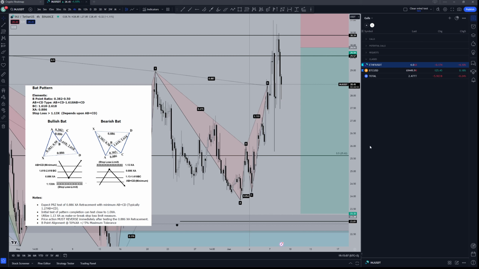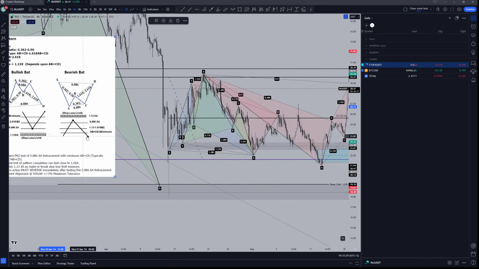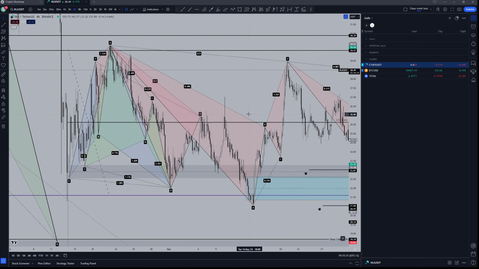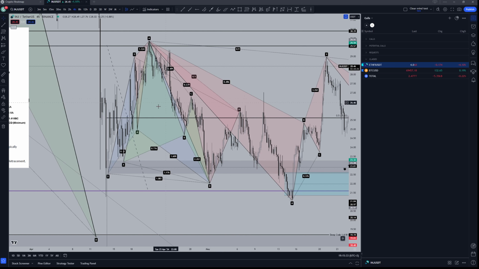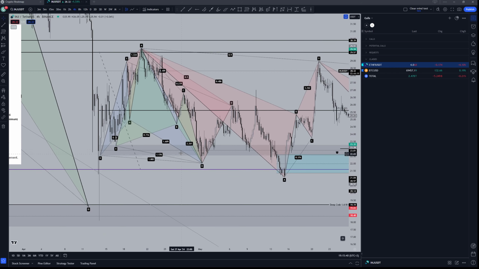So this will provide additional confluence to the zone, which is usually a support resistance zone. What you'll find is that harmonics do often align with support resistance zones, but they don't necessarily have to. If I go look at the older harmonics here, for example, this blue one over here does align with a previous support resistance zone.